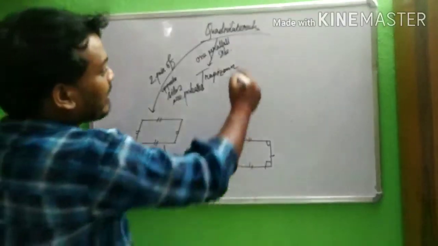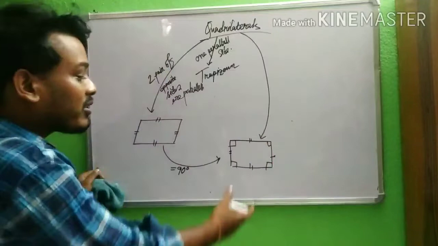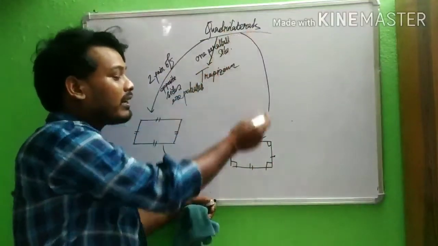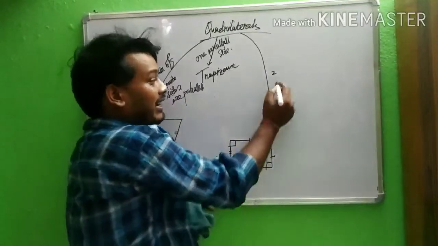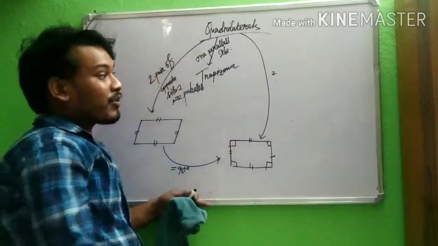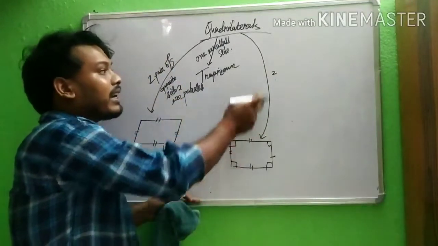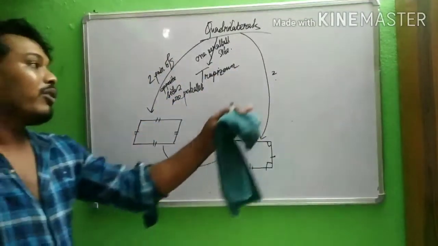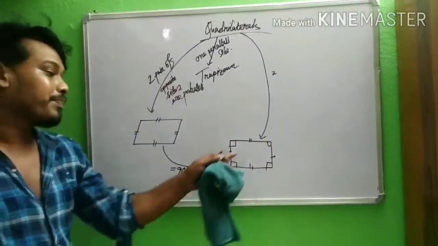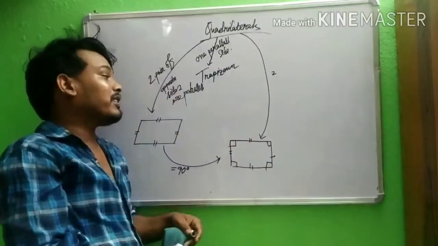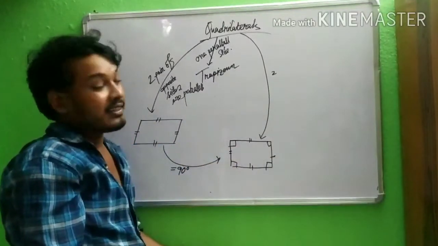Or you can give the definition from a quadrilateral. So which condition is there in a quadrilateral? If two pairs of parallel sides are there and all angles are 90 degrees. So from here also you can give the definition. A rectangle is a quadrilateral whose two pairs of opposite sides are parallel and each angle is 90 degrees. Okay.